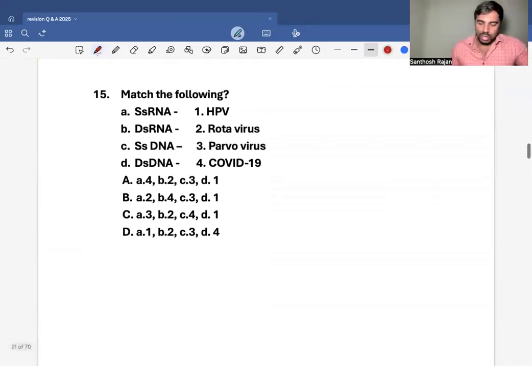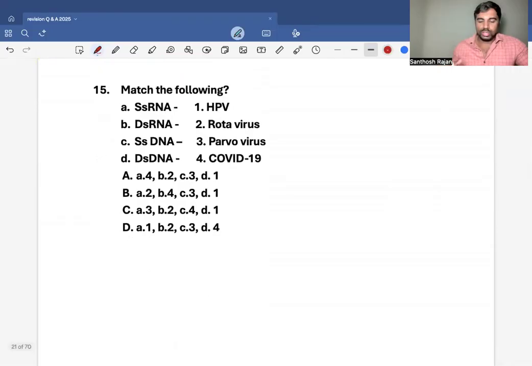Anyway, it comes. Now, match the following. Nowadays they're asking directly single stranded, double stranded. I think in the latest FMG also one question came. I think RSV, respiratory syncytial virus, a single strand RNA. Some students were saying so. You have to be a little bit ready with that also.